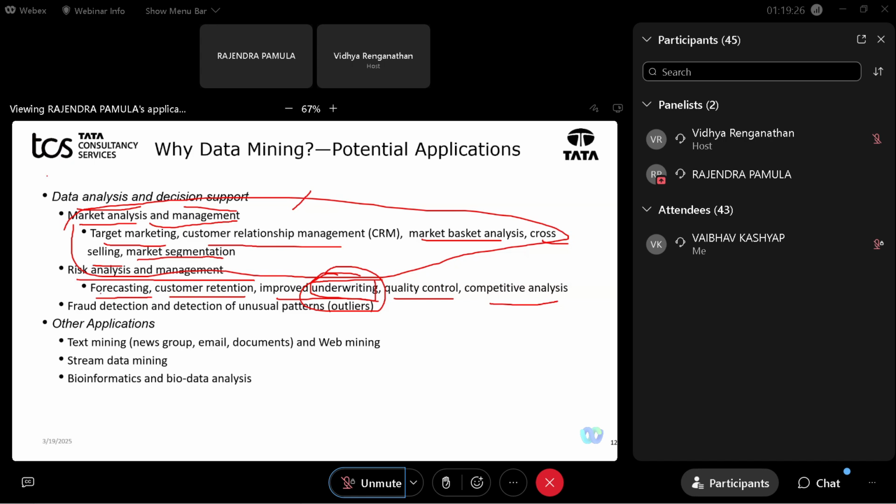Other applications we have are fraud detection and detection of unusual patterns. So data mining can help you in finding unusual patterns. Other applications here are stream data mining, bioinformatics, biodata analysis, text mining, and web mining.